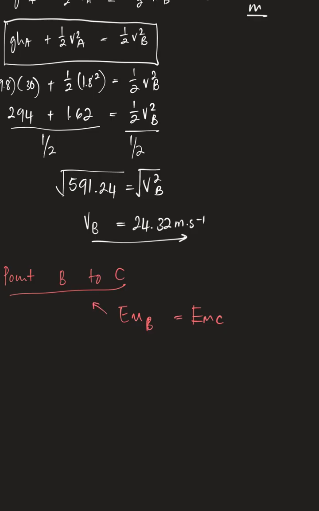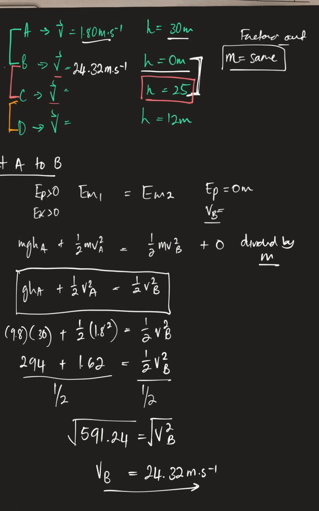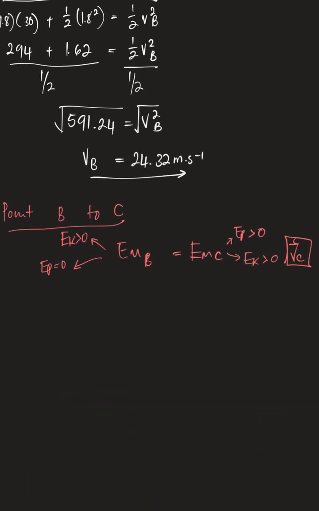For EM of B, I know the velocity. I know that I have a velocity, so I have an EK that's going to be greater than 0. But because it's on the ground, my EP must be equal to 0. For C, it has a height, so it has an EP greater than 0. And it has velocity, which we're going to look for. So we know the EK is greater than 0, and we're looking for VC, essentially, in that situation. So the height for C is 25, and the height for B is 0. So I'm just going to write that information down here.